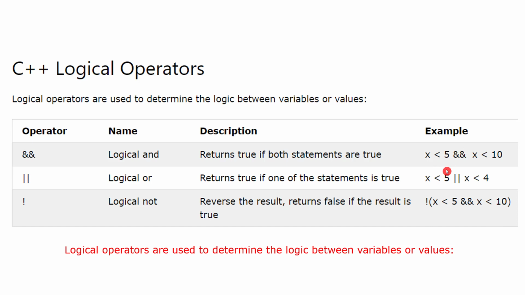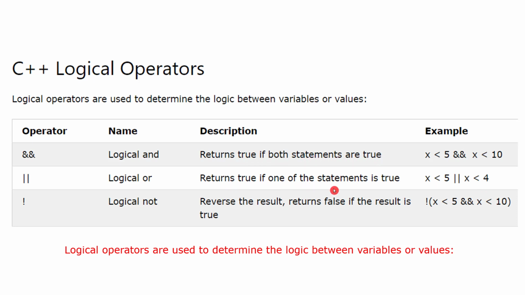Suppose you are giving 8. 8 is less than 5, it's not correct. 8 is less than 10, it's correct. Even if only one value is correct, the result is false. Suppose it's 3. 3 is less than 5 and 3 is less than 10. If both are correct, then true will be returned. That's true if both statements are true.